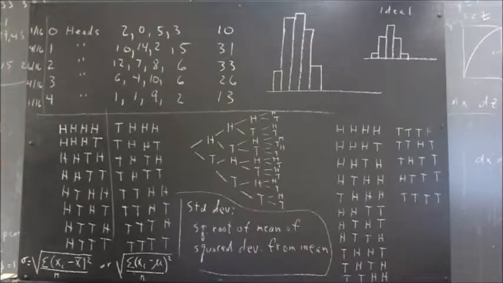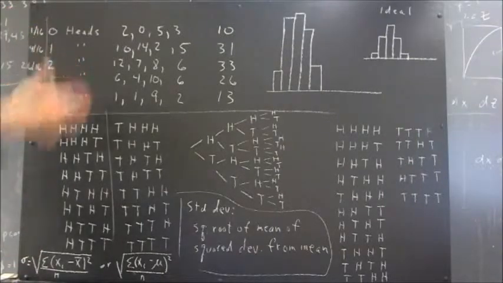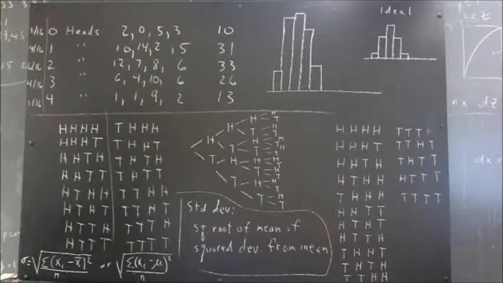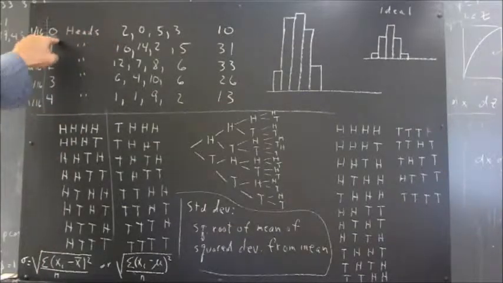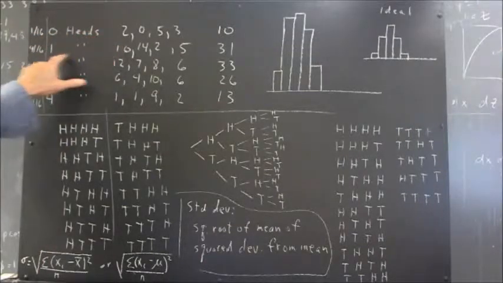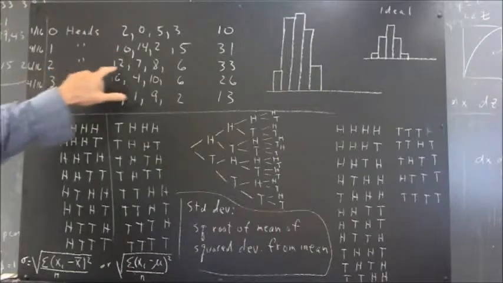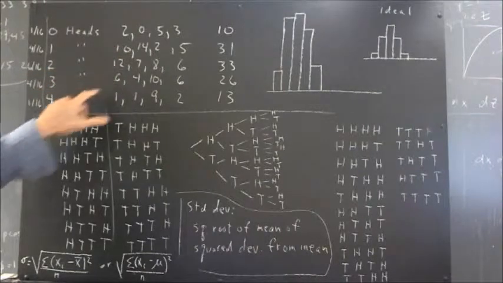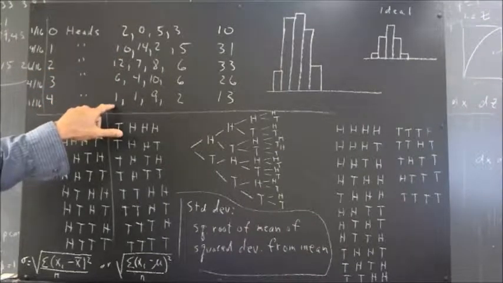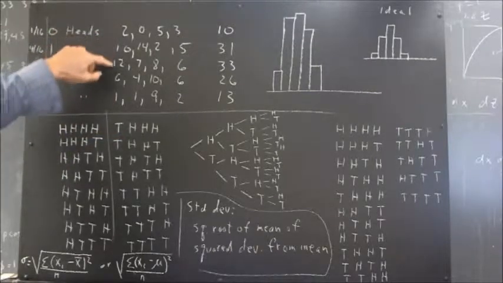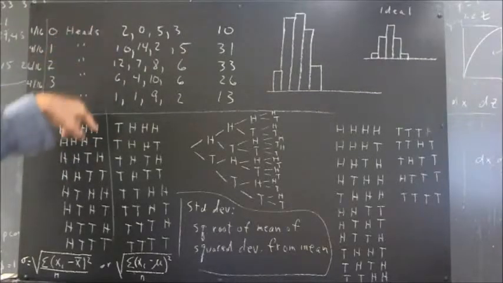When we compile those results to determine whether we have 0, 1, 2, 3, or 4 heads, different people had different results. The first person had 0 heads twice, 1 head 10 times, 2 heads 12 times, 3 heads 6 times, 4 heads 1 time. And that was a total of what? 12, 24, 30, 31 flips.